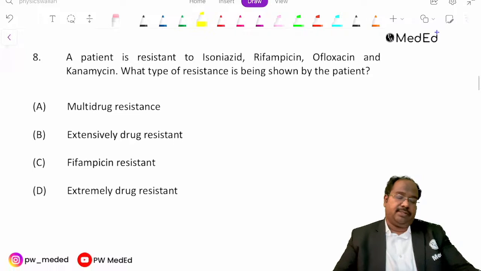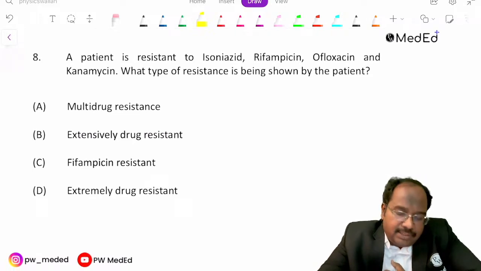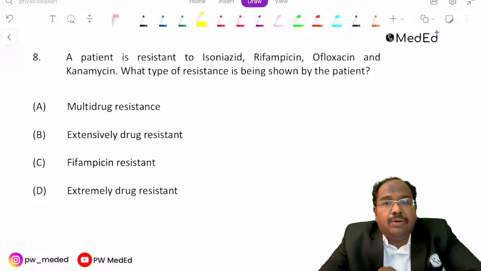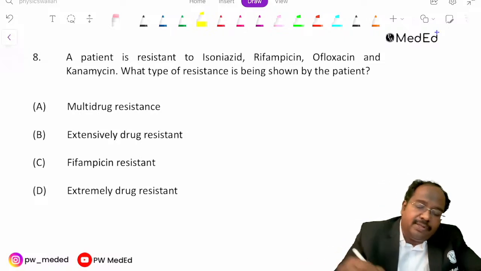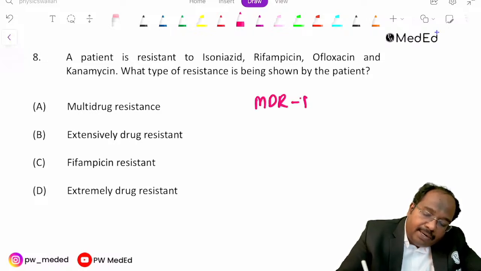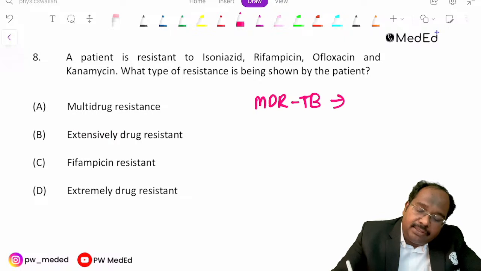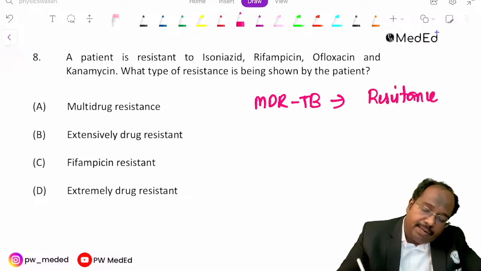Answer this question, guys. A patient is resistant to isoniazid, rifampicin, ofloxacin, and kanamycin. What type of resistance is this? So we'll see resistance. MDR, multi-drug resistant TB, means they are resistant to what?